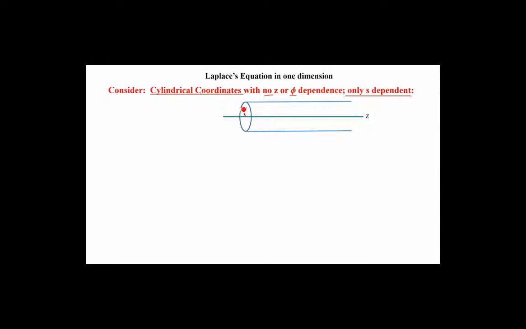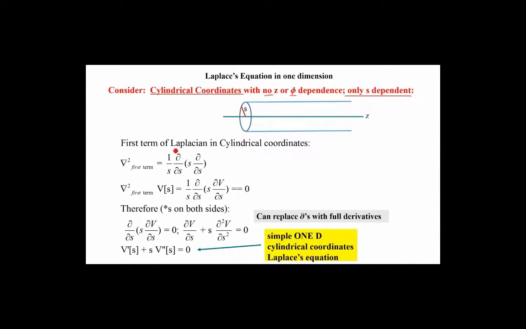vector s. The first term of Laplace's equation in cylindrical coordinates, the one that has the derivatives with respect to s, is this equation right here. And so you go back to where I showed you the Laplacian in different coordinate systems. This is the cylindrical term in the first s position.